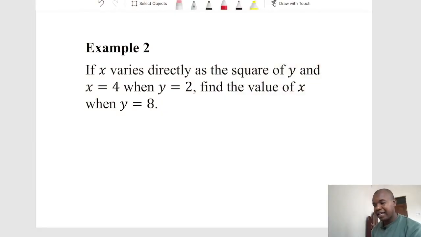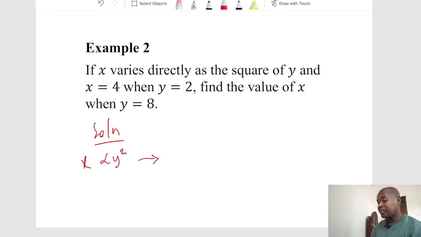We can jump to example number 2. If x varies directly as the square of y, and x equals 4 when y equals 2, find the value of x when y equals 8. So stepwise, we're going to start this way. Solution: x varies directly as the square of y, so x is directly proportional to y squared. When you remove the proportionality symbol, then you have x equals k y squared, where k is a constant.